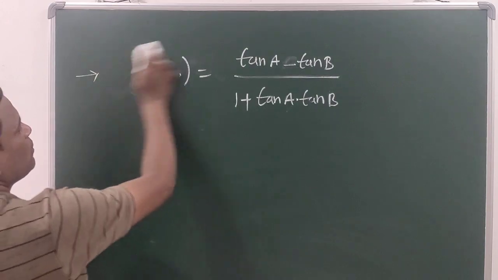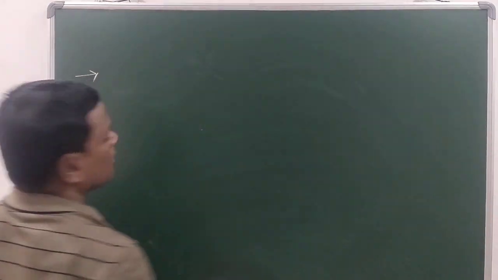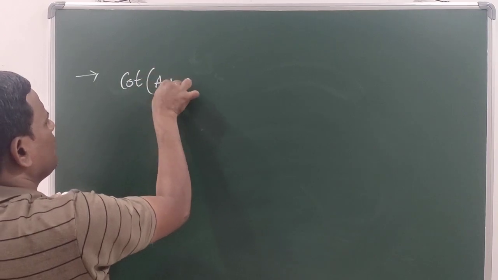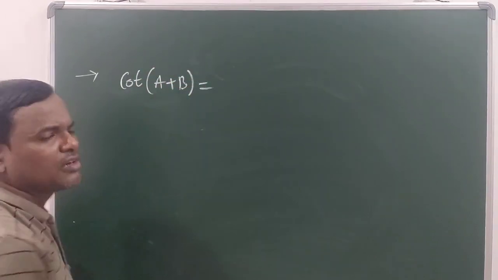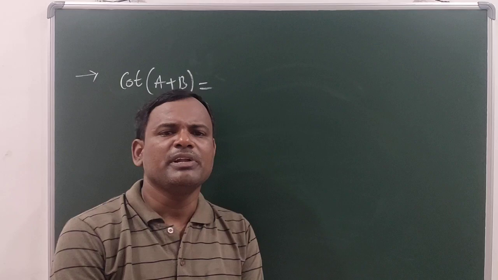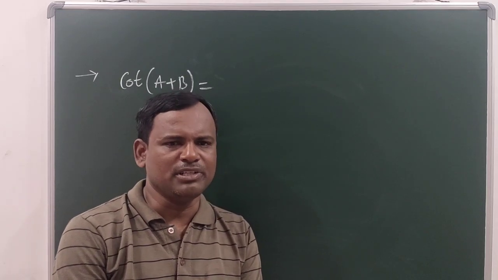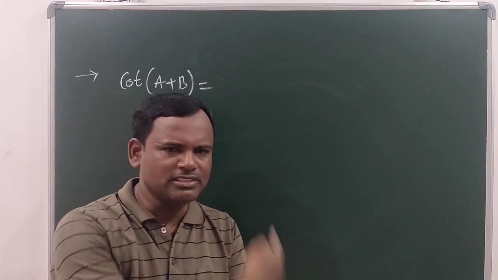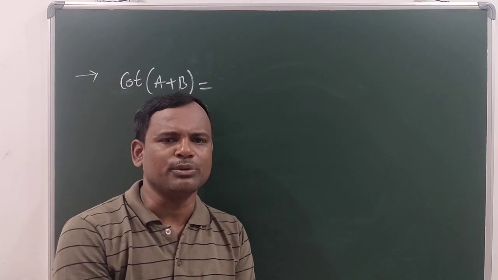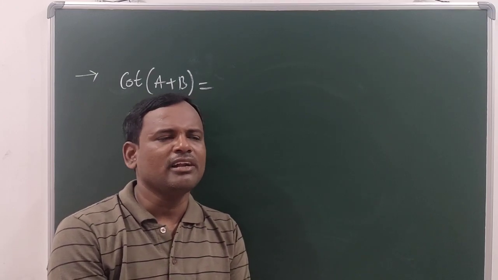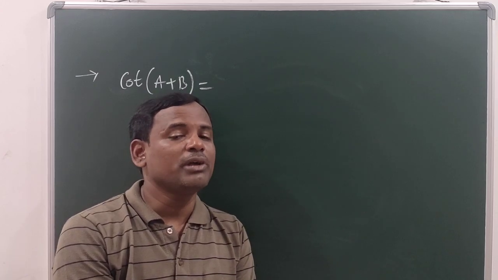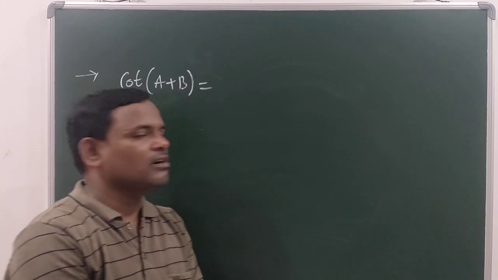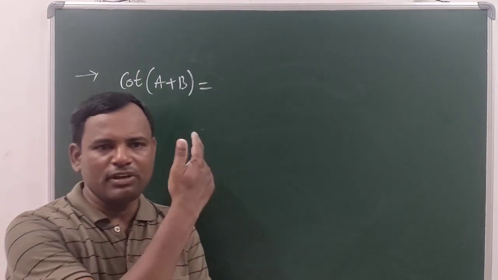So next let us go to the cot of A plus B. Cot A plus B can be written as cos A plus B by sin A plus B. Cos A plus B formula is there with you, sin A plus B formula is there with you. Just now I have written on the board. So later on, divide the numerator and denominator with cos A cos B.